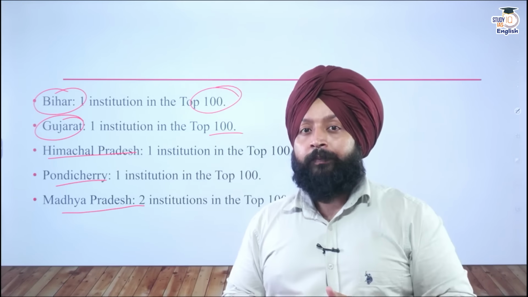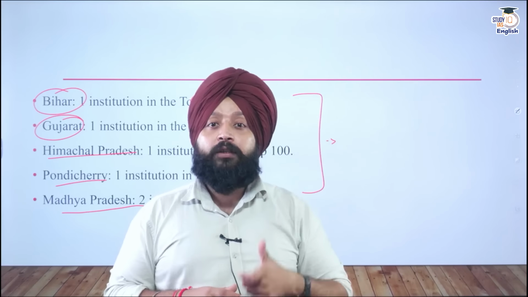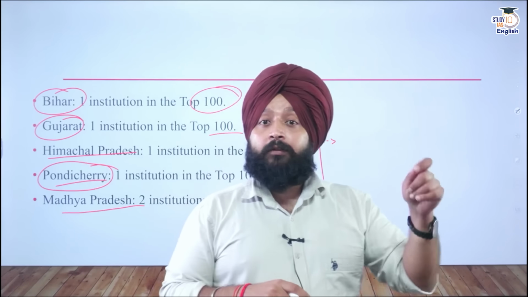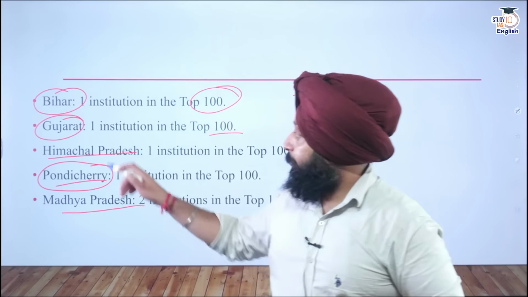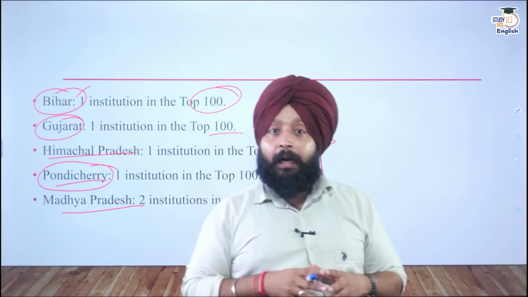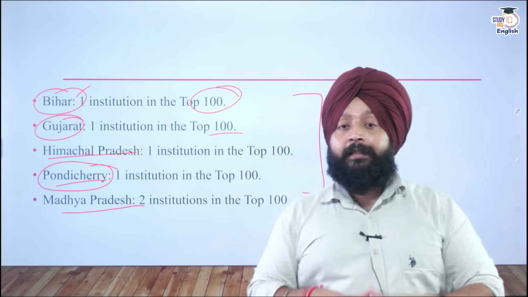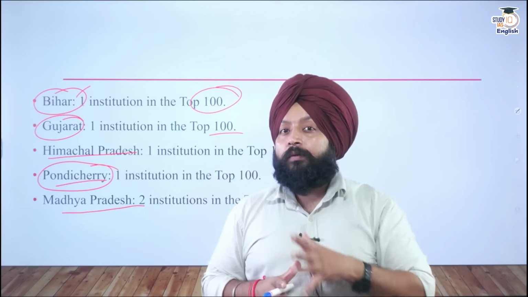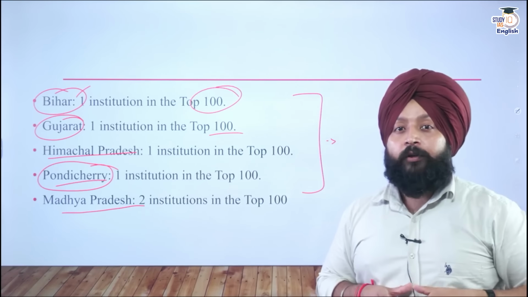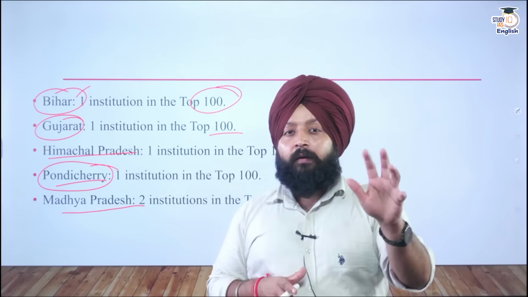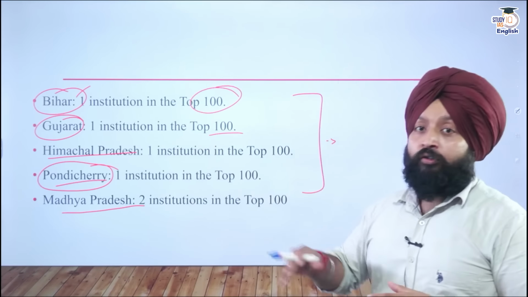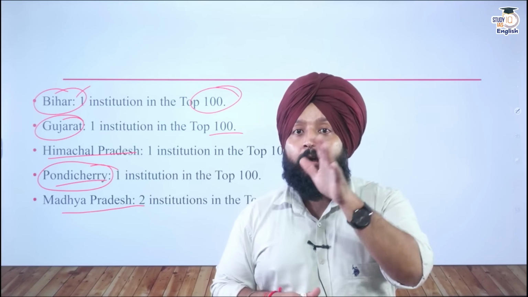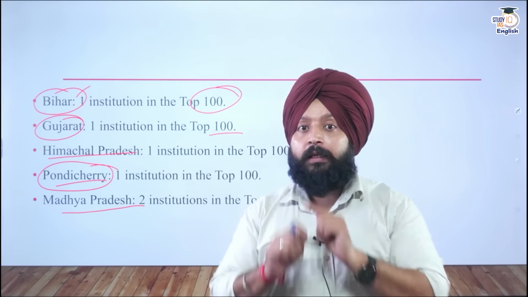Now, we can say that these are small states. Himachal Pradesh is a small state. Obviously, Himachal Pradesh is not a very popular state because of its hilly terrain. In a similar manner, Pondicherry, obviously, is not a very big union territory. But Bihar or Gujarat, Bihar is a big state. Bihar has a population of approximately 8 to 9 crores. A state that has a population of approximately 8 to 9 crores, why does it have only one education institution that is fit to be recognized, or fit to be placed in the top 100 category? We're going to see the reason behind it.